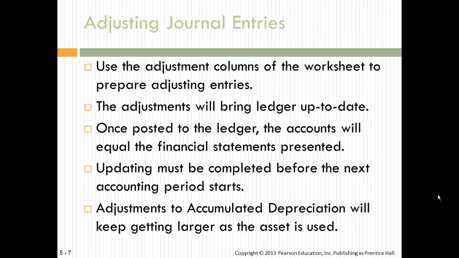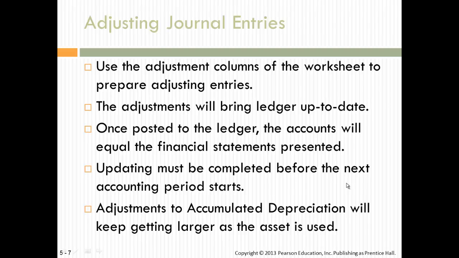The adjusting journal entries are the next part of the objective. Use the adjustment columns of the worksheet to prepare the adjusting entries. Remember, the point of the worksheet was to get yourself through balancing and understanding your financials, and at that point you can see what the month or the quarter of the year looks like, but now you want to take those adjustments from the worksheet and prepare the adjusting entries. The adjustments will bring the ledger up to date. Once posted to the ledger, the accounts will equal the financial statements, and updating must be completed before the next accounting period.